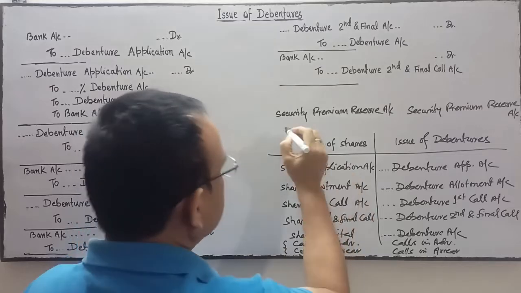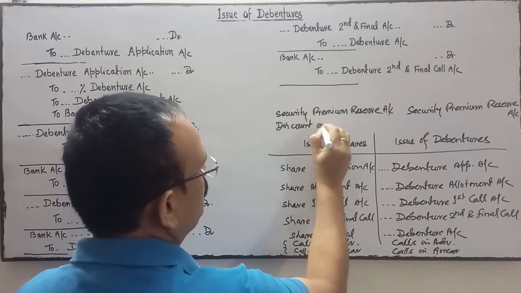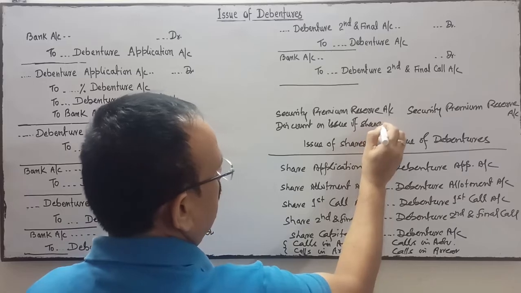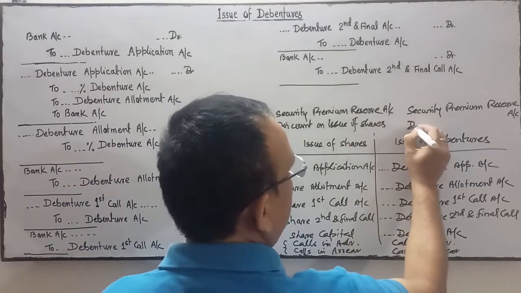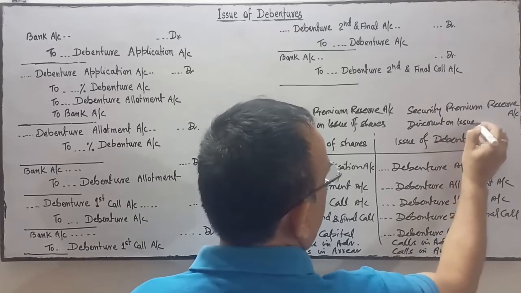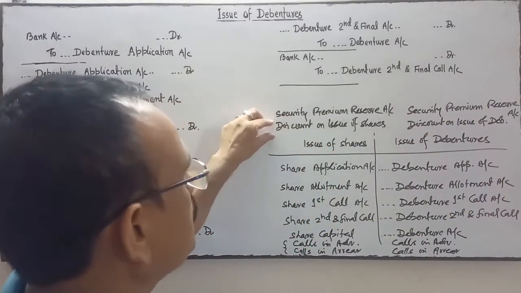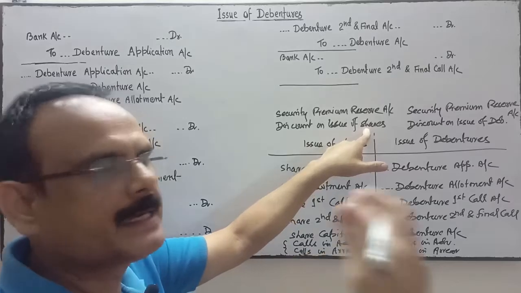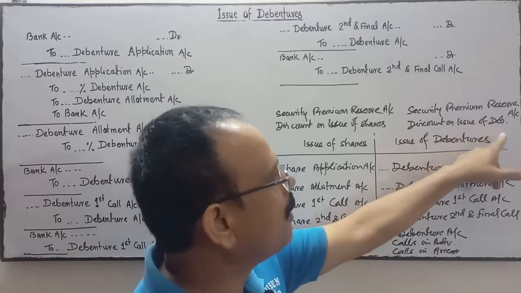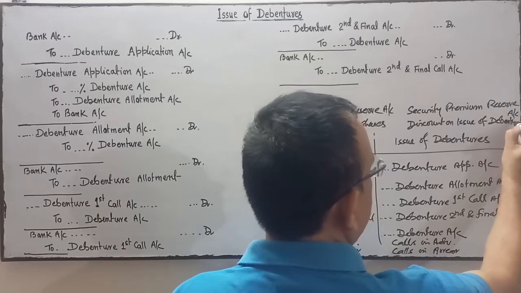When the shares are issued at a discount, then we use the word discount on issue of shares. Here we use the word discount on issue of debenture. Here there is a difference. Discount on issue of share, when the shares are issued at a discount, and when the debentures are issued at a discount, then we use the word discount on issue of debenture.